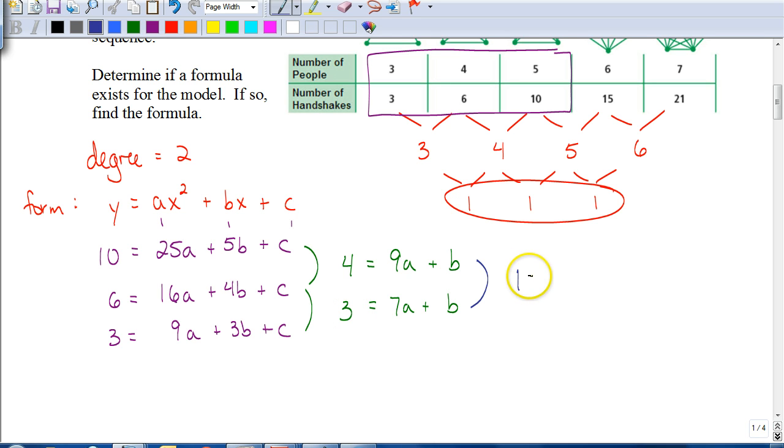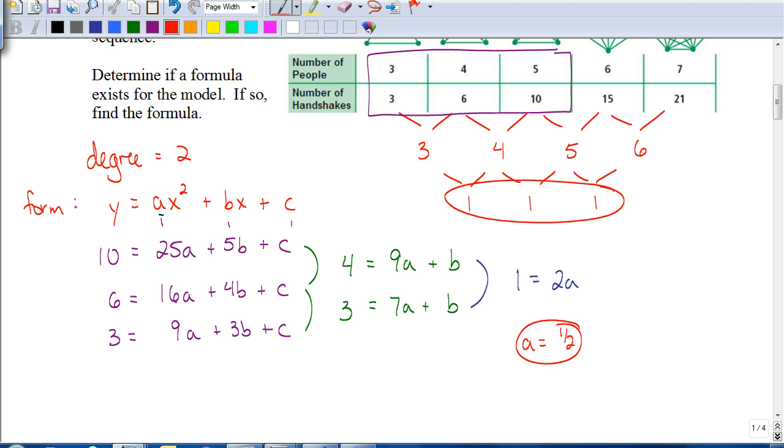4 minus 3 is 1. 9a minus 7a is 2a. And b minus b is 0, so the b's are gone. So now I've successfully gotten down to 1 equation with only 1 variable. To find out what a equals, I divide each side by 2. That gives me 1/2. So I know my value for a is 1/2.